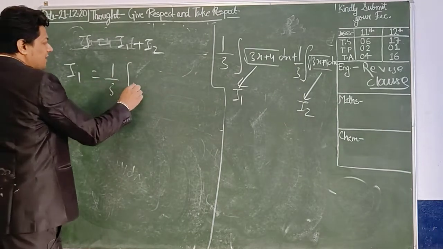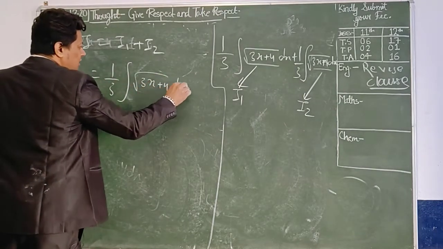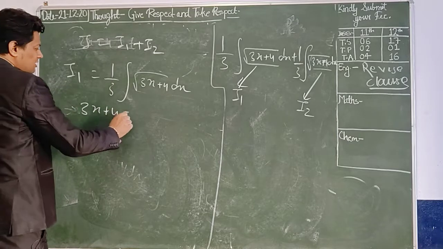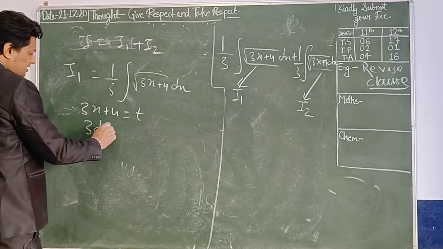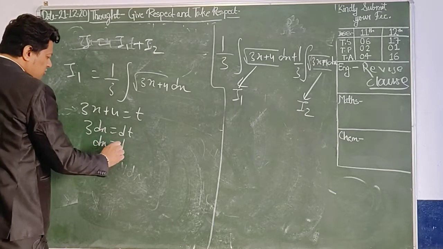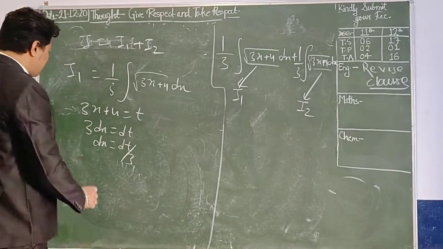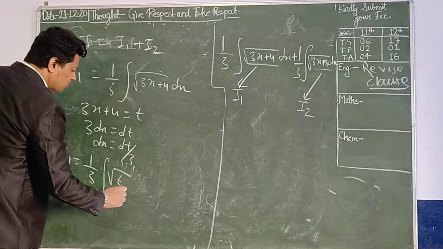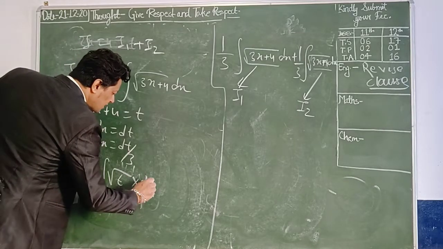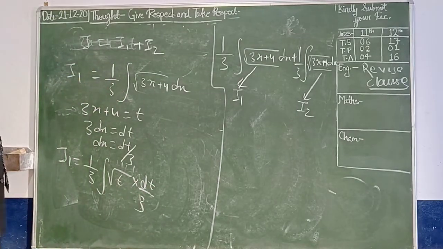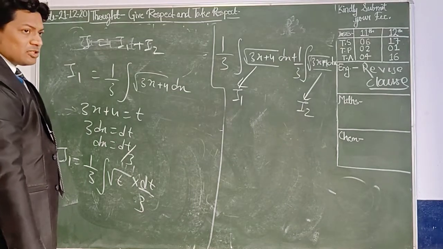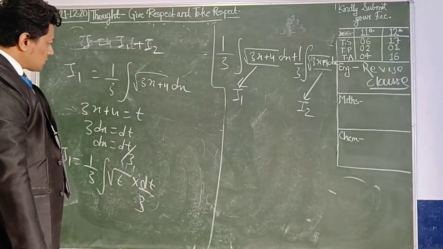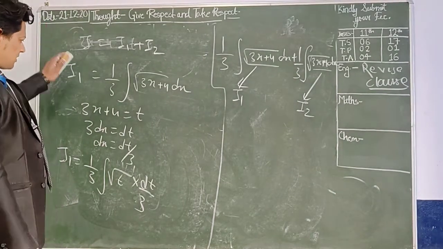I1 equals 1 by 3 integration root 3x plus 4 dx. Is it clear? So 3x plus 4 is equal to t, 3 dx equals dt, dx equals dt by 3. Is it clear? So I1 equals 1 by 3 integration root t into dt by 3. Is it clear? Root t dt by 3. Write it up to this point, then I will solve.